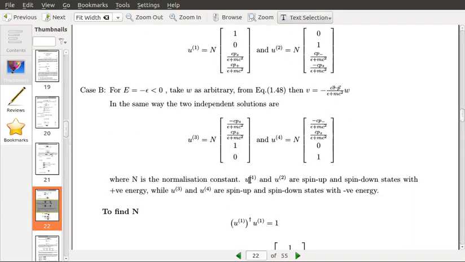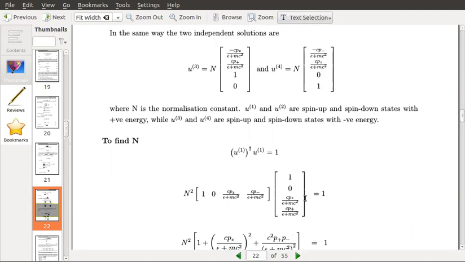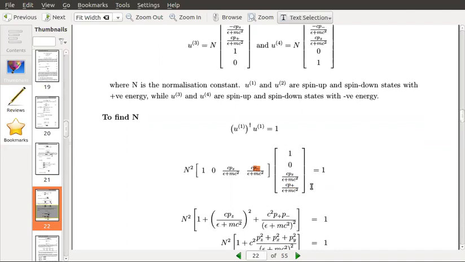Okay, now let us find the normalization factor. You take any one of the components of U. Take the first one: U1 dagger U1 equal to 1. That is the normalization condition. So this is N square. This is the transpose conjugate, so this is U1. Dagger means transpose, then conjugate. Conjugate means P plus becomes P minus. No other change. Equal to 1.